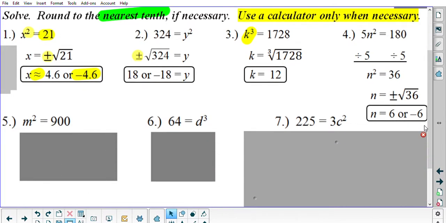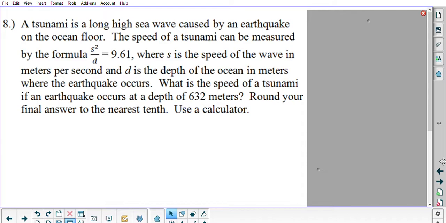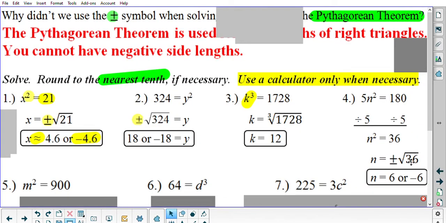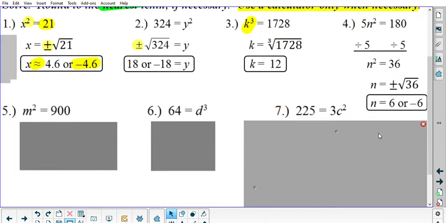All right, with that in mind, I want you to do 5, 6, 7, and also word problem number 8 on your own. Hit pause on the video, do these problems on your own, then hit play when you're ready for me to go over the answers. All right, I hope you've done these problems on your own. I am now going to go over the answers.